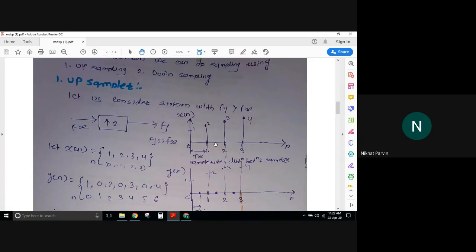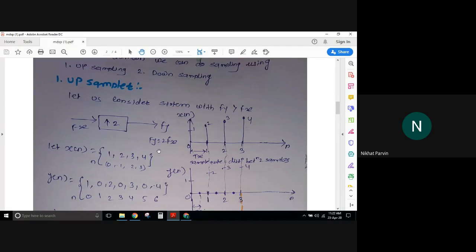So I should have some relationship. From that I can understand fy is greater than fx, that means fy is twice fx. This is the relation I have. fy is 4 kilohertz, fx is 2 kilohertz, so I'm doing upsampling. So definitely I'm writing this equation as fy equals 2 times fx. What is that? You see now.